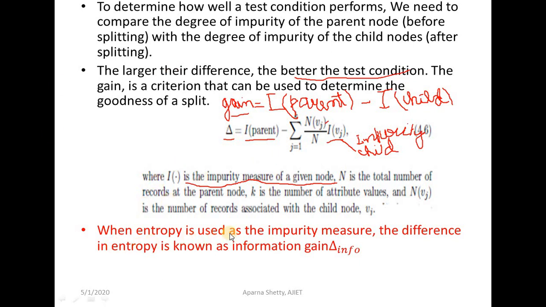When entropy is used as the impurity measure, the difference in entropy is known as information gain. Very important: if they ask you to calculate the information gain, then the impurity measure used should be entropy. We have three impurity measures, correct? We have Gini index, entropy, and misclassification error. The gain calculated for the entropy impurity measure is known as information gain, and it is represented by this symbol.